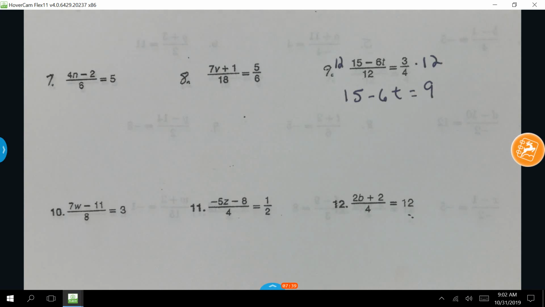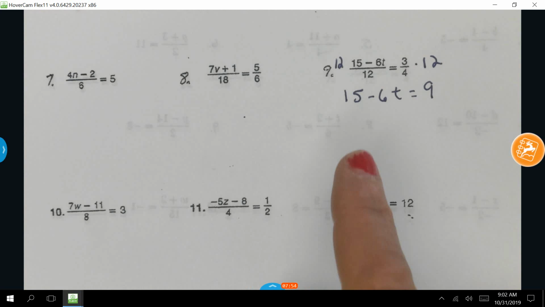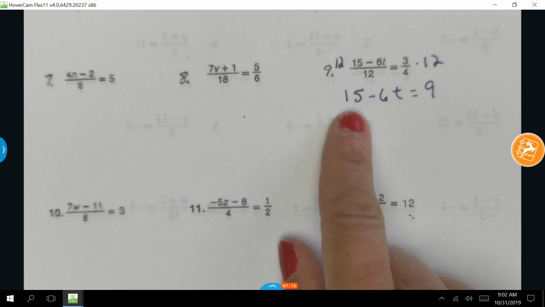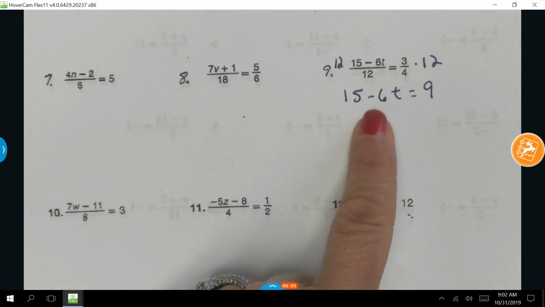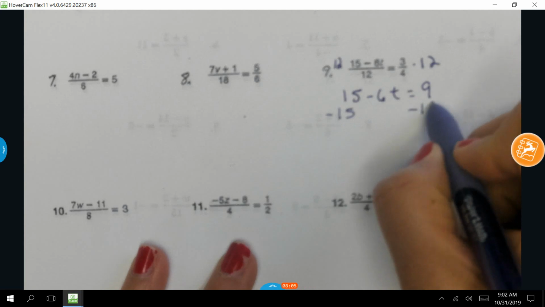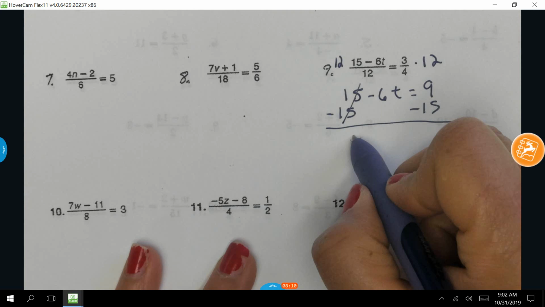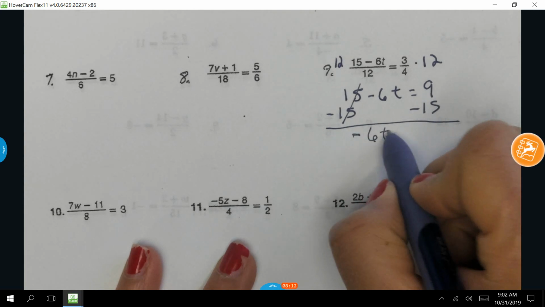I thought of it as 12 over 1, and then I thought of 12 divided by 4 is 3, and 3 times 3 is 9. Now what do we do? Minus 15. You have to subtract 15. The 15 is positive. The negative 6t is what the subtraction goes to. That's the negative. So we have to move a positive 15 by subtracting it on both sides. That makes it cancel. Now make sure you bring down the negative.